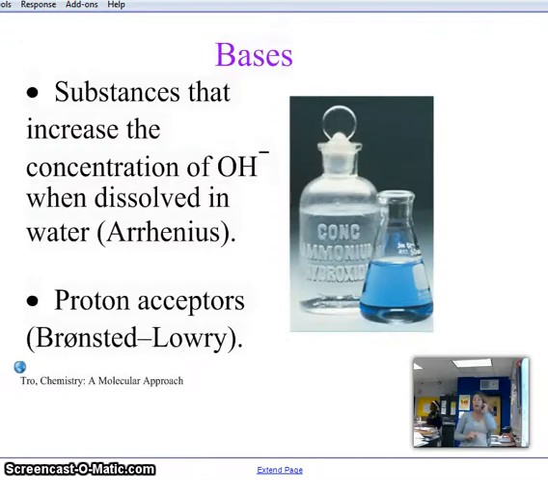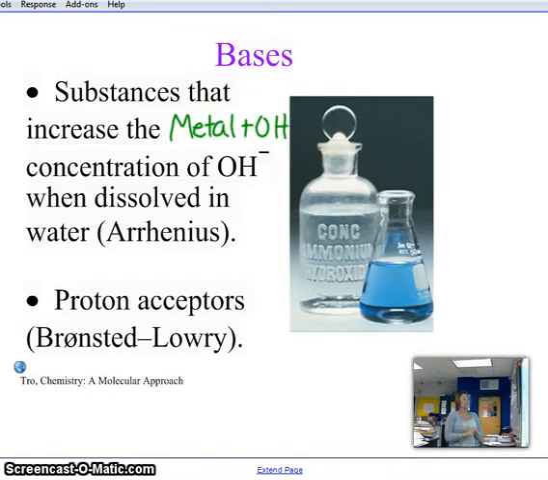An Arrhenius base is a substance that increases the concentration of hydroxide ions in solution. So these are metals with OH. That's how you can recognize an Arrhenius base.